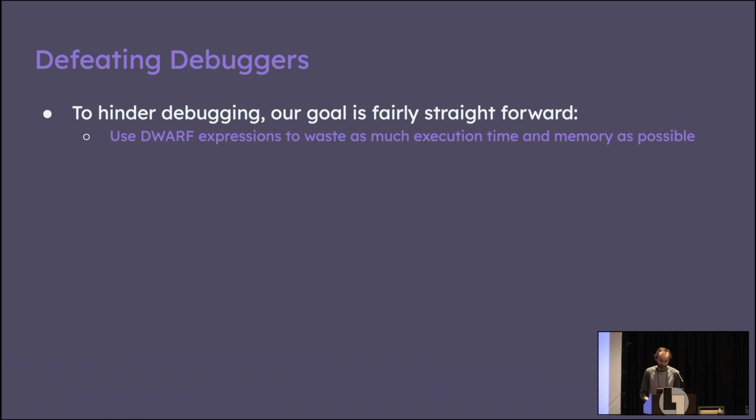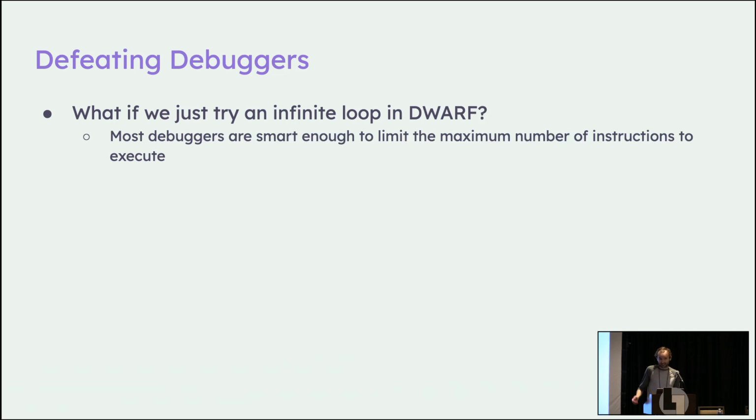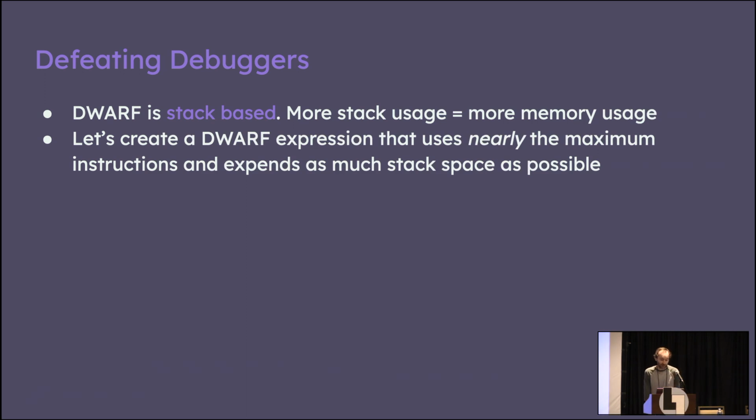So the real simple, straightforward way that you might attempt to do this is just do an infinite loop. Unfortunately, most tools, at least the ones that I have tried, are smart enough to know I'm not just going to try to execute a single DWARF expression forever. They set some sort of limit on however many instructions they're willing to execute, and if you run into that, they just stop. So we have to get a little bit more complicated than that. But DWARF is a stack-based interpreter, which means that as you're adding stuff to the stack, that stack is growing, you're consuming more memory.